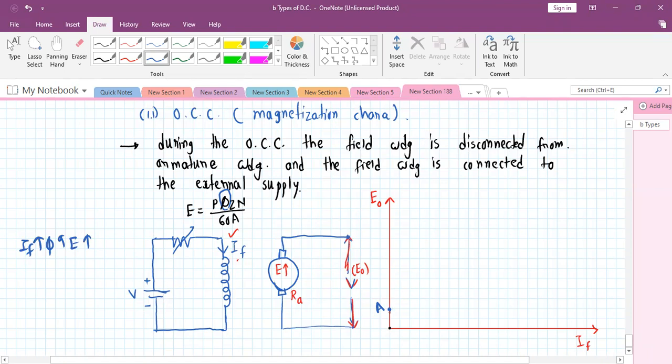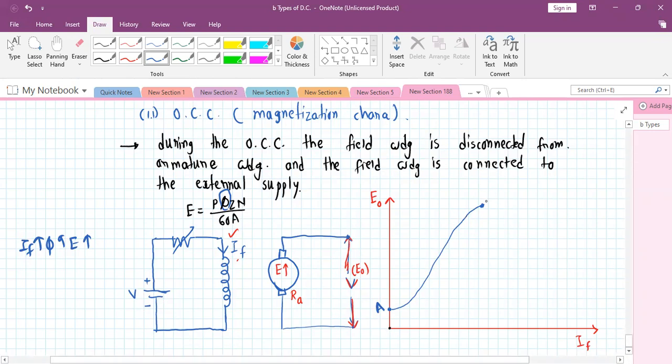And as the flux is increasing, your EMF is also increasing. So the characteristic looks like this: as IF increases, E0 increases like this. But after some point, what happens? Even though you are increasing the field current, the material will be saturated. As I told you, all the molecules are aligned in a particular direction. So even though you give more input, that is field current, you are not able to increase the flux. It is called the saturation of the magnetic material.